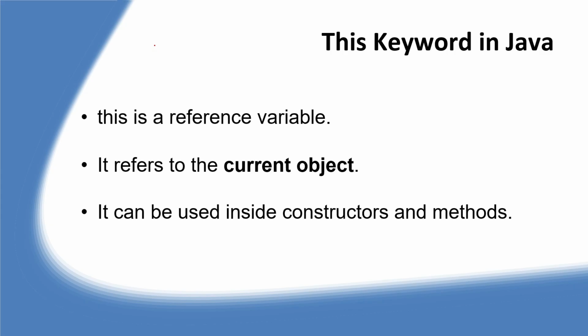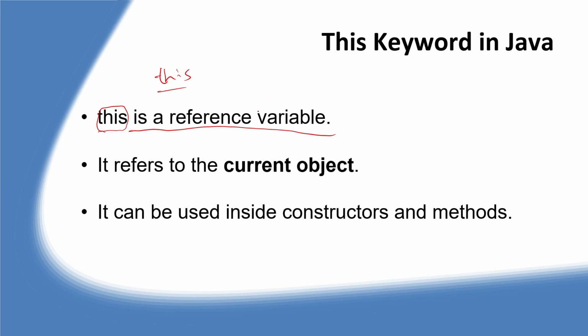So, what is the this keyword? This is a keyword in Java and it is a reference variable. Reference variable means it is referring to some object.